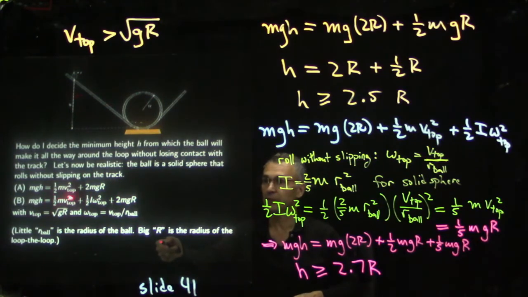1/2 m v top squared, and we worked out with the free body diagram that v top has to be at least as big as the square root of gr, and then if the ball rolls without slipping, then omega top is v top over the radius of the ball itself. So r ball is the radius of the ball itself, big R is the radius of the loop-the-loop. So we do this, we get this 2.7 r.